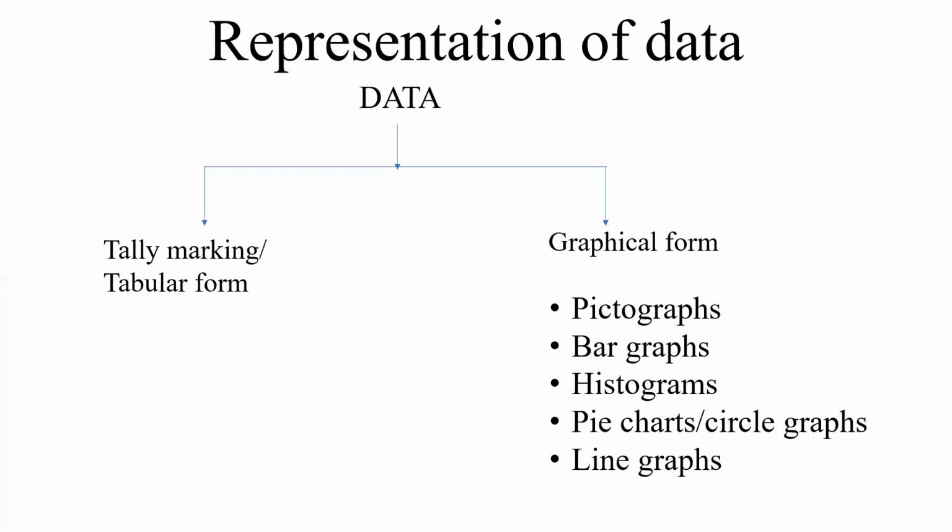Representation of data. Data can be represented either by tally marking, in tabular form, or in graphical form. Different types of graphical forms are pictographs, bar graphs, histograms, pie charts or circle graphs, and line graphs. Students, you are aware of pictographs, bar graphs, histograms, pie charts and circle graphs. Line graphs you have not done; that you will be doing in higher classes. Pictographs you have already done in 6th or 7th standard, and bar graphs, histograms and pie charts we have discussed here in 8th standard.